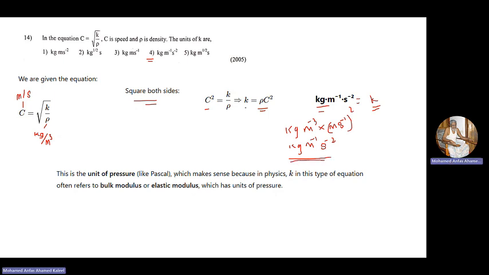For you to remember, or for the extra knowledge, this is the unit of pressure, like Pascal, which makes sense because in physics, k in this type of equation often refers to what is called bulk modulus. K is what we call bulk modulus or elastic modulus, which has the unit of pressure in this type of equations.